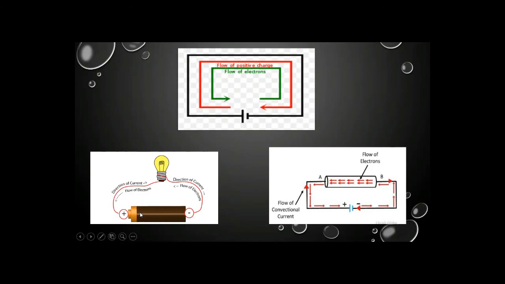And why is it so? Because the current always flows from a higher potential to a lower potential. So you can see in this diagram that the flow of electrons is from the negative to the positive terminal, and the conventional current flows from the positive to the negative terminal. Okay, it is always opposite. The flow of electrons is from negative to positive, and the flow of conventional current is from positive to negative.